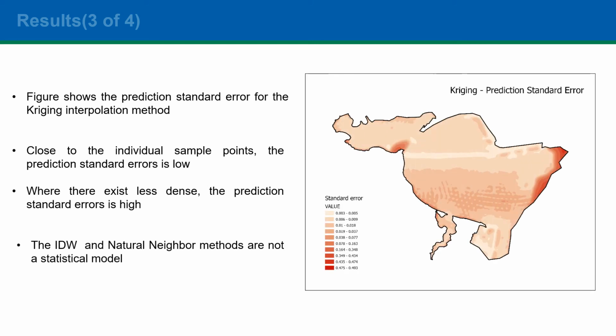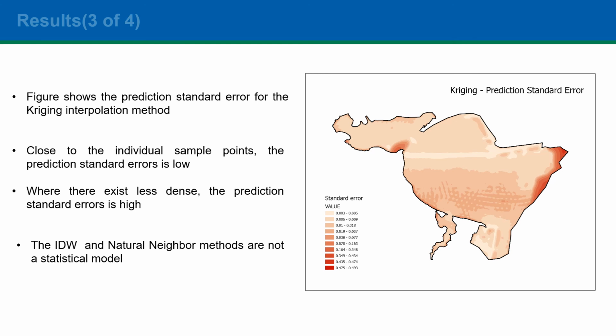This figure shows the prediction standard error for the Kriging interpolation method. What I observed was that close to the individual sample points, where we have information from the TX blend model, the prediction standard error was quite low, ranging from about 0.003 to almost 0.018. Whereas where there is less dense sampling, or where we have few sample points, the prediction standard error was very high, reaching about 0.5 units.